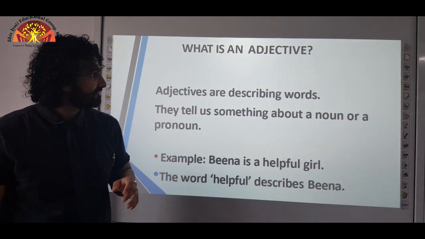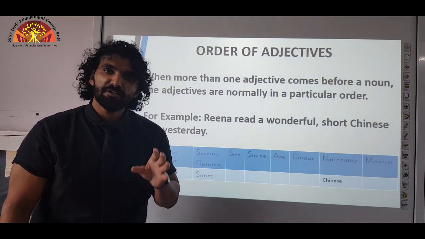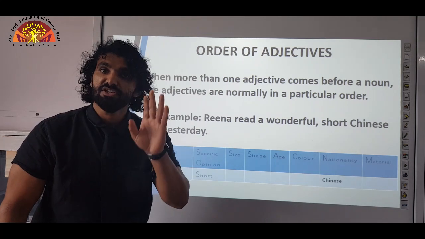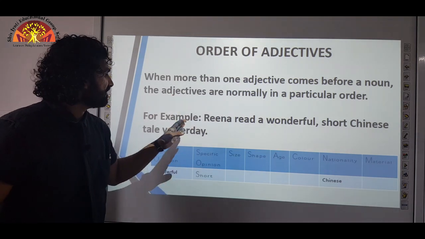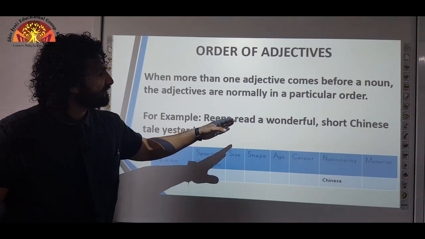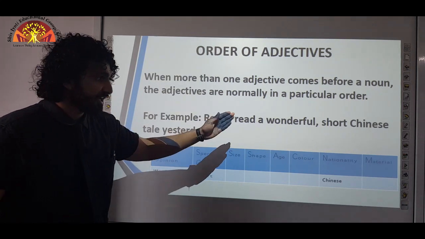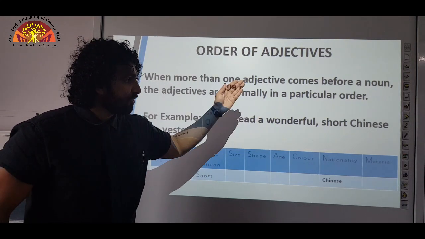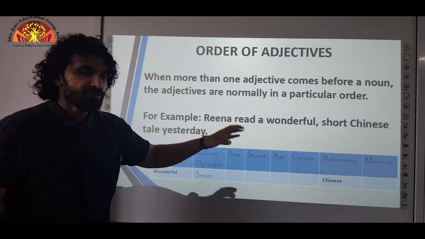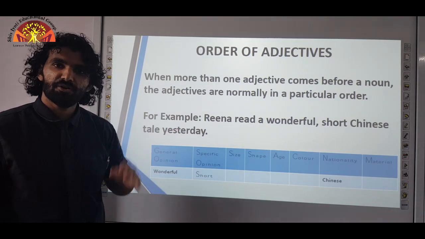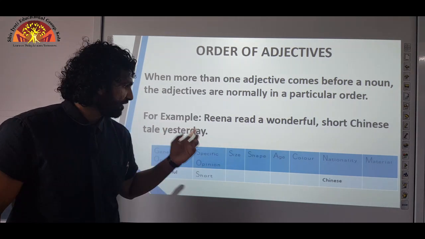Okay, moving on. Now sometimes what happens, we see multiple adjectives just in one sentence. You want to know how it looks like? Here it goes. Reena read a wonderful short Chinese tale. Back to back we can see three adjectives here: wonderful, short and Chinese. So these adjectives are not written randomly here. There is a certain order.